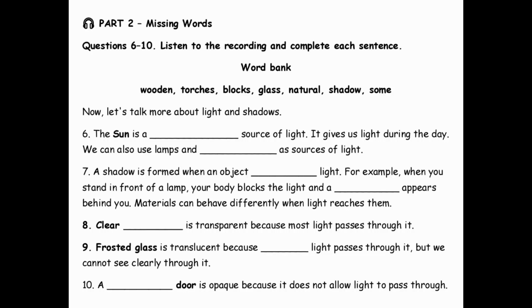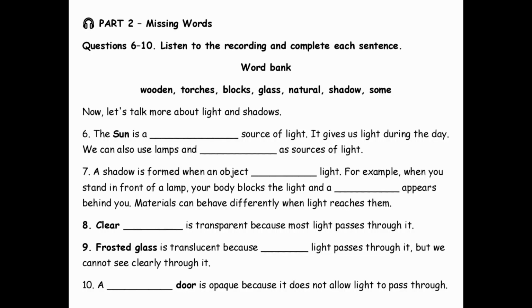A shadow is formed when an object blocks light. For example, when you stand in front of a lamp, your body blocks the light and a shadow appears behind you. Materials can behave differently when light reaches them.